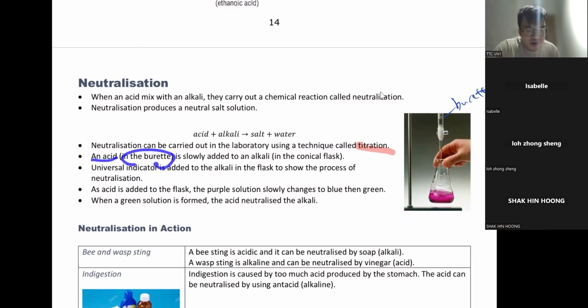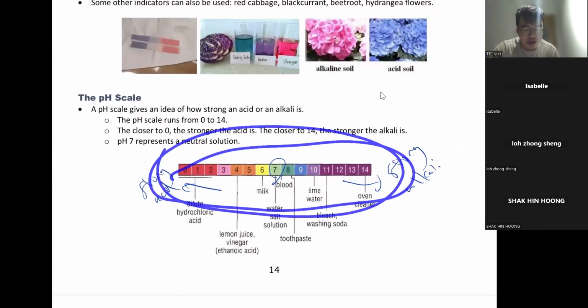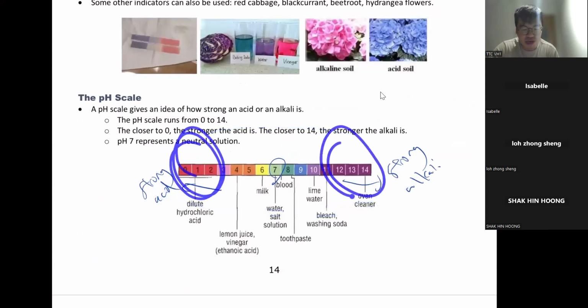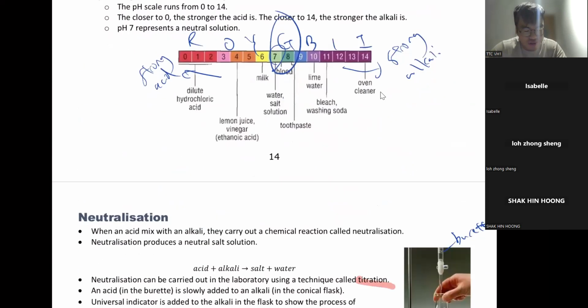Okay, so an acid in the burette is slowly added to an alkali in the conical flask. Universal indicator is added to the alkali in the flask to show the process of neutralization. Guys, you remember what universal indicator is? It's the color here. Can you see red color being acid, purple color being alkali? I did say this is a rainbow color, Roy G Biv. So green being neutral is in the middle. It's the neutral color. When you see green, it's neutral.